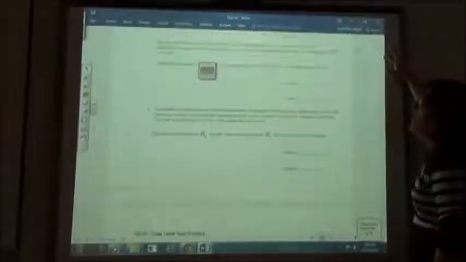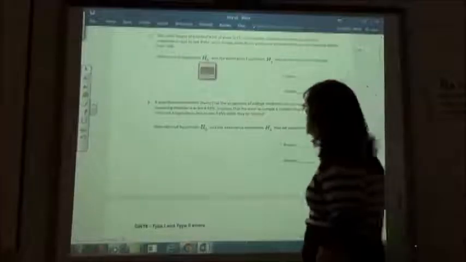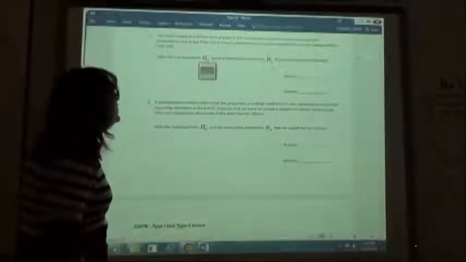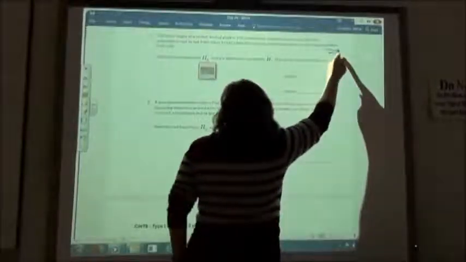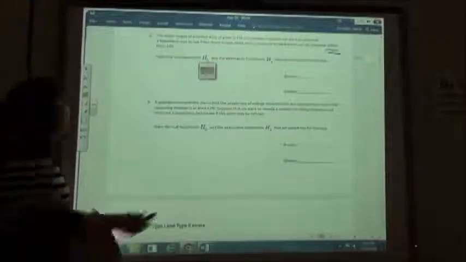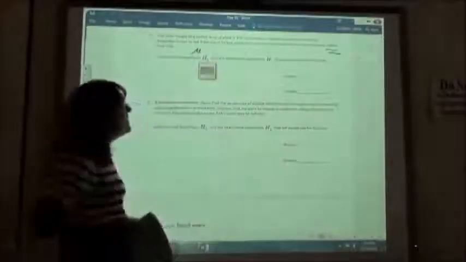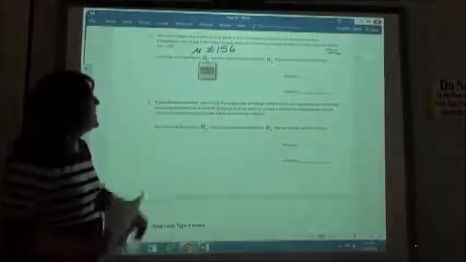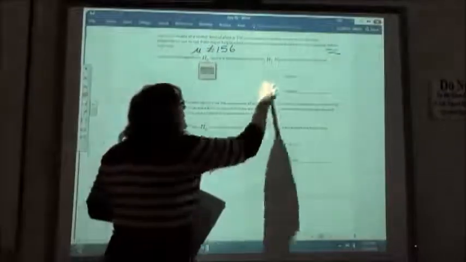Question number 2 then. The mean height of a certain kind of plant is 156 centimeters. Suppose we want to carry out the hypothesis test to see if the mean height of when these plants are treated with a certain chemical differs from 156. So on this one we have to use the symbol for mean. If it differs from 156, it would be not equal, right? Does not equal 156.